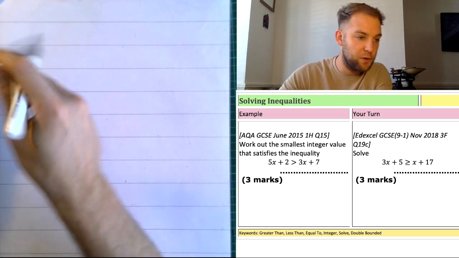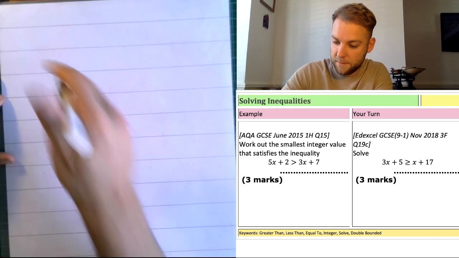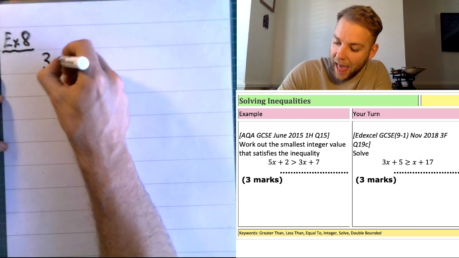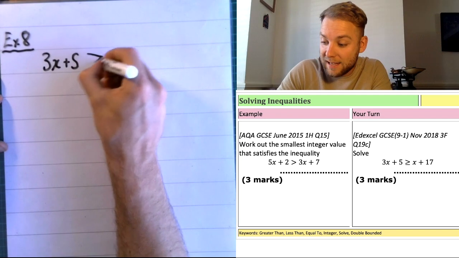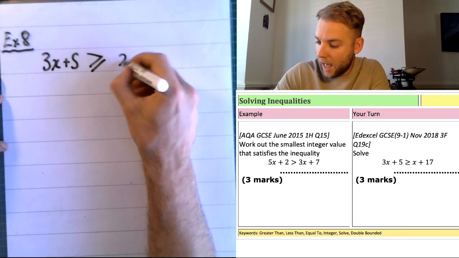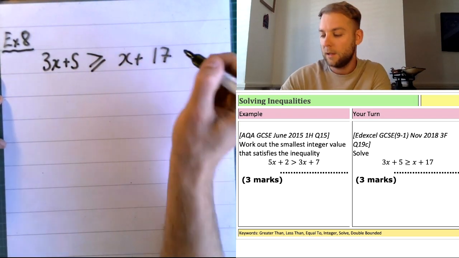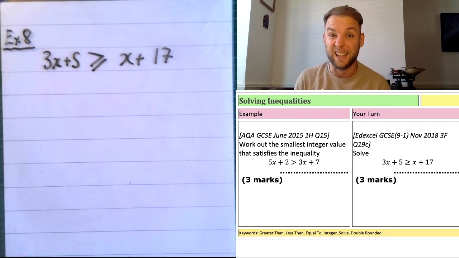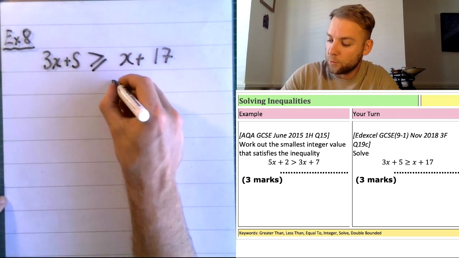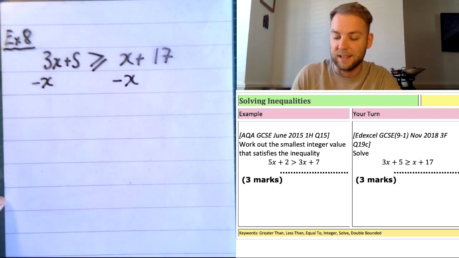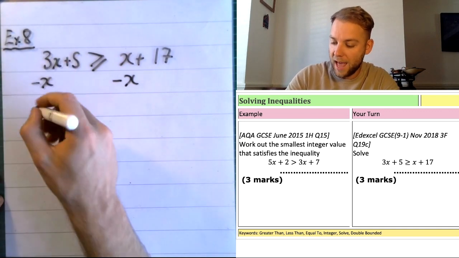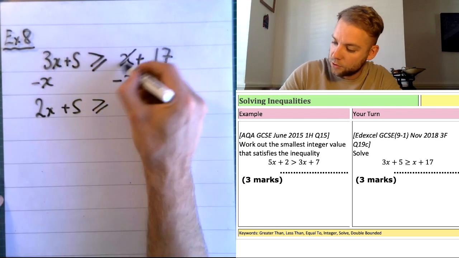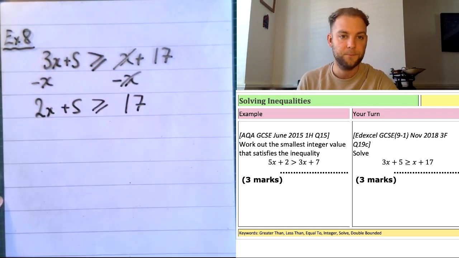Brilliant. So let's go through it together. Again, this is 3 marks. Example 8. So 3x plus 5 is greater than or equal to, this time, x plus 17. So I always get rid of my smallest unknown first, and in this case it's x, which is the same as saying 1x, but we don't say that, do we? So I'm going to subtract this x, subtract this x. 3x take away x is 2x plus 5, which is greater than or equal to 17.